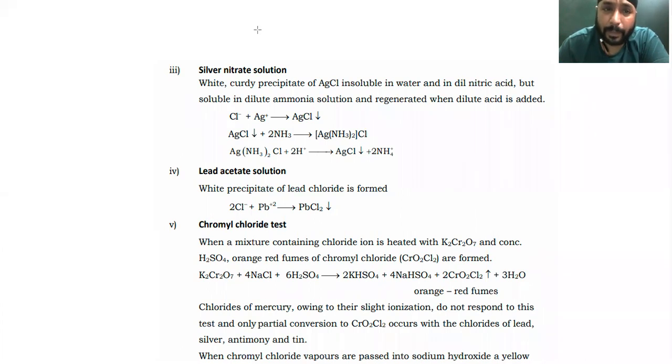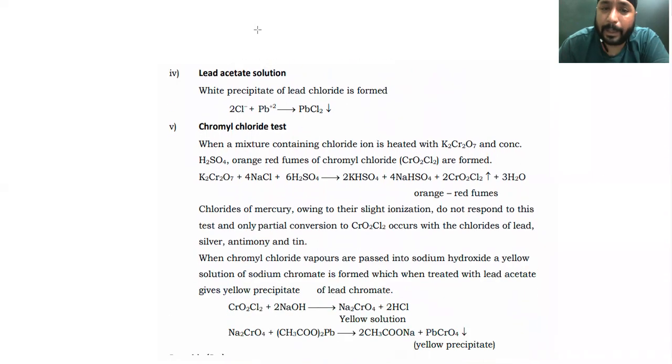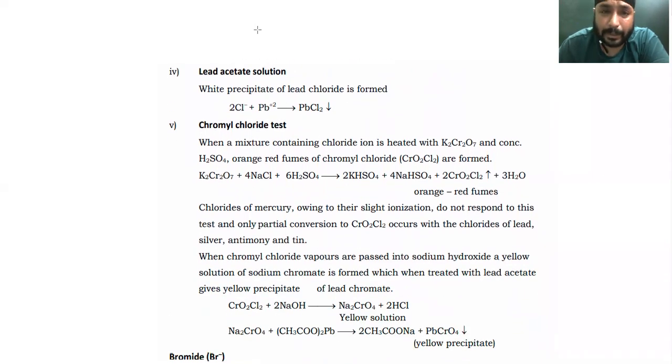Now, the very important test over here is chromyl chloride. We'll be doing it after the lead acetate solution test. Understand that I do have Cl minus. This Cl minus will react with lead acetate, right? And it leads to the formation of PbCl2, which is a white precipitate.